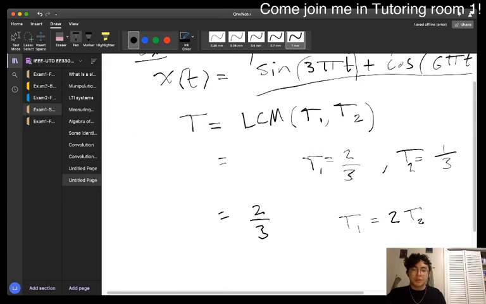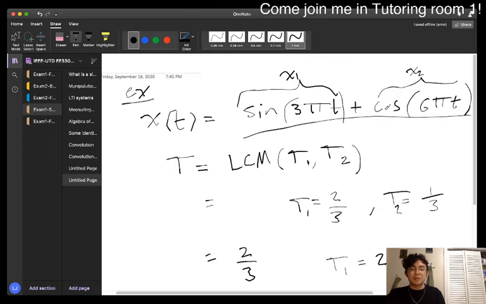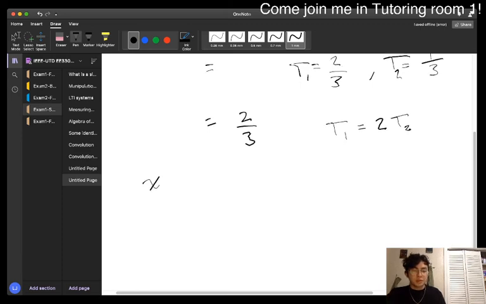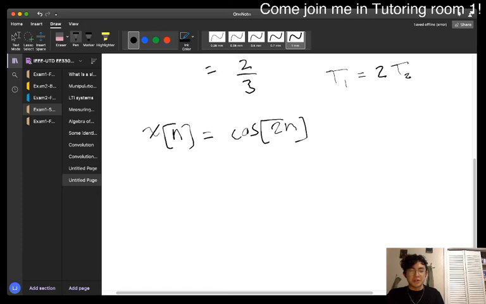Let's go ahead and do another example. The rules get changed around a little bit for discrete time signals. So if we have x of n equal to cosine of 2n, and you're looking at this right now, well, it's cosine, it should be periodic, right? No, actually, this is not going to be periodic.